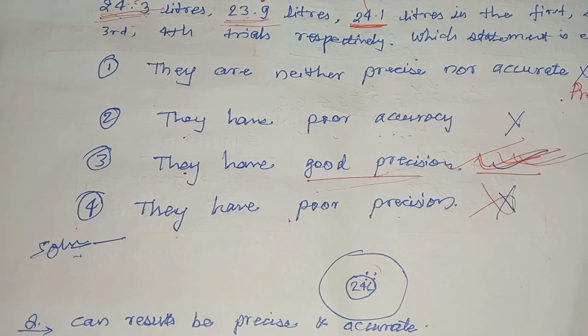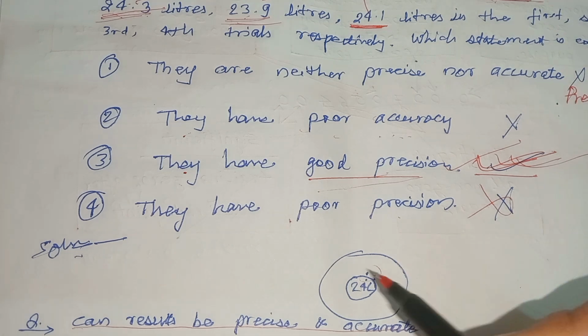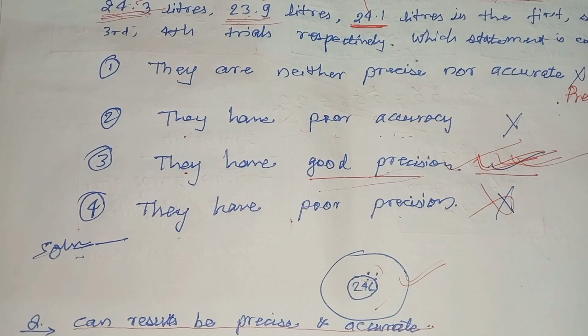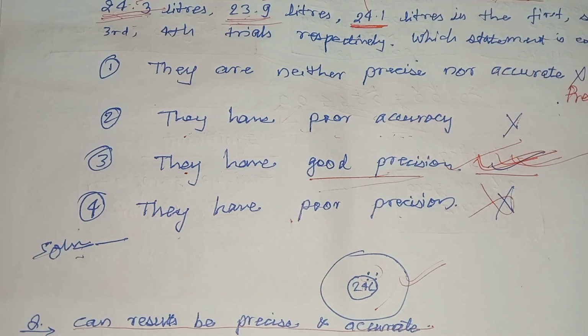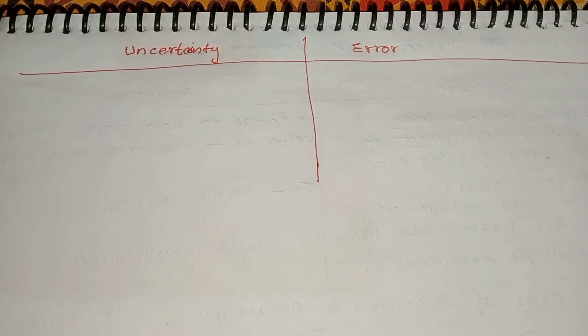Now one other question is, can results be precise and accurate? Is there any result which can be very precise and very accurate? Yes. We already saw in the above question that the result is very precise and very accurate. Yes, it can be. The solution is yes. Now let's study uncertainty and error. That topic was precision and accuracy, and now it is uncertainty and error.